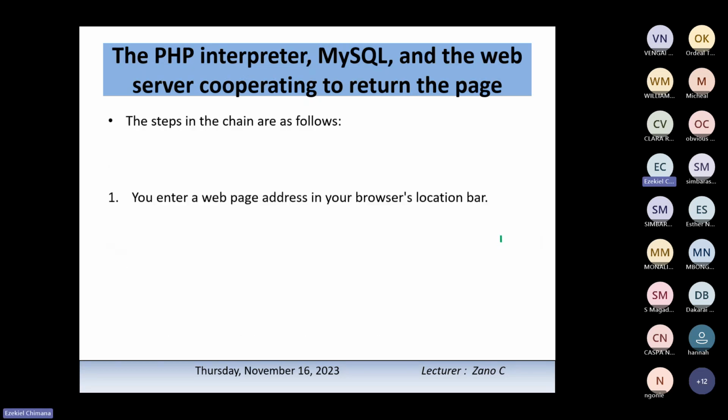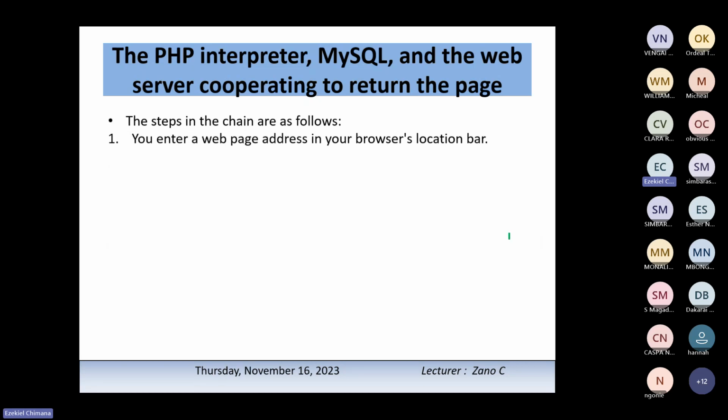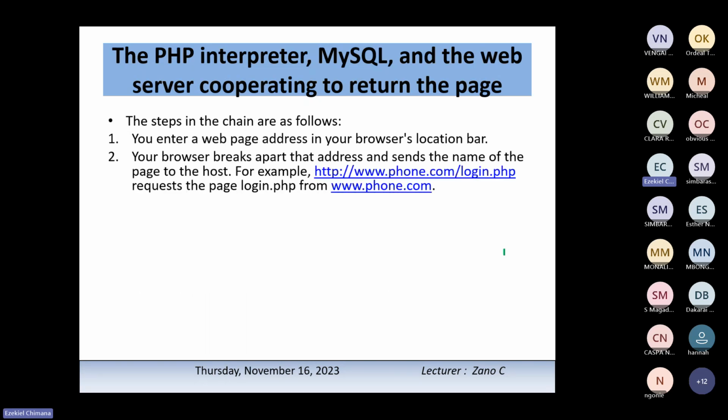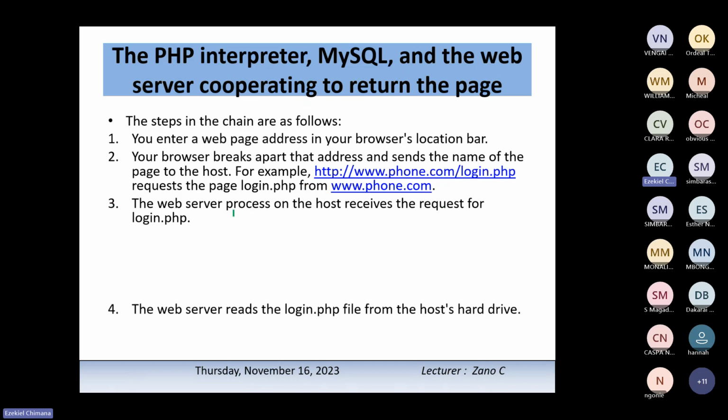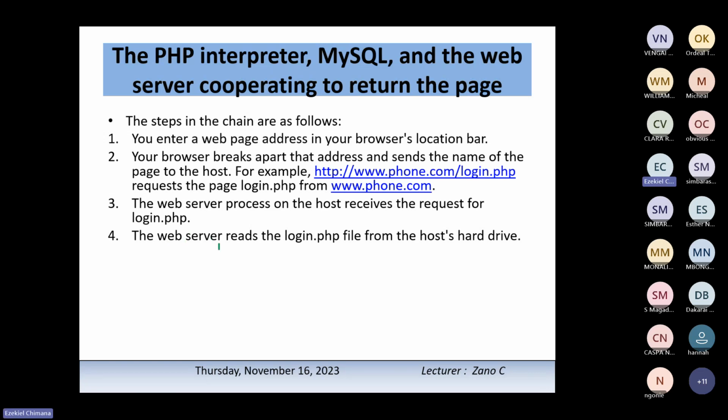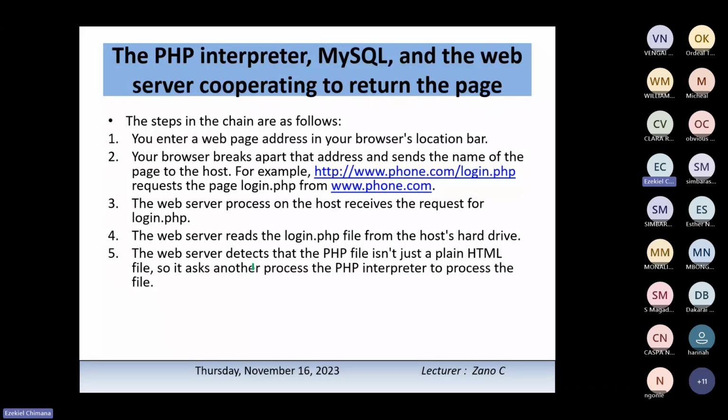So the steps in the chain are as follows. You enter a web page address in your browser's location. Your browser breaks apart the address and sends the name of the page to the host, which is a login page, and requests the login.php form. The web server process on the host receives the request for login.php. The web server reads the login.php file from the host hard drive, and then the web server detects that the PHP file isn't just a plain HTML file, so it tasks another process, which is the PHP interpreter, to process the file.